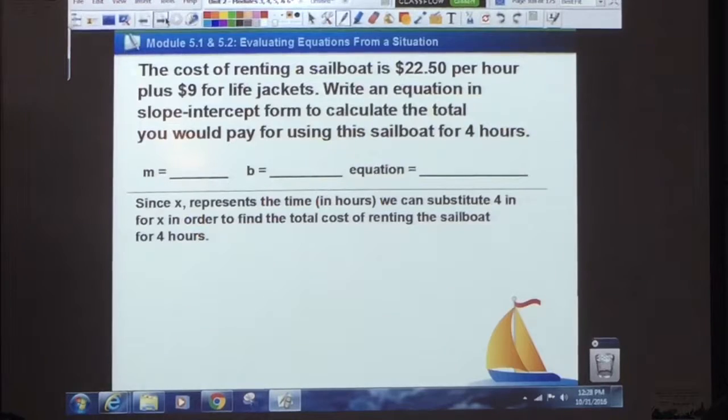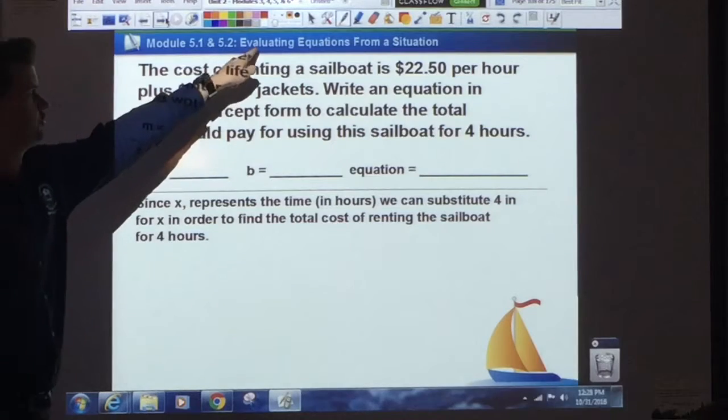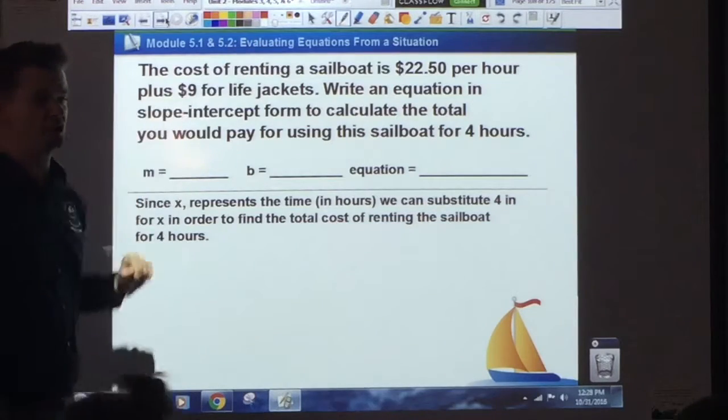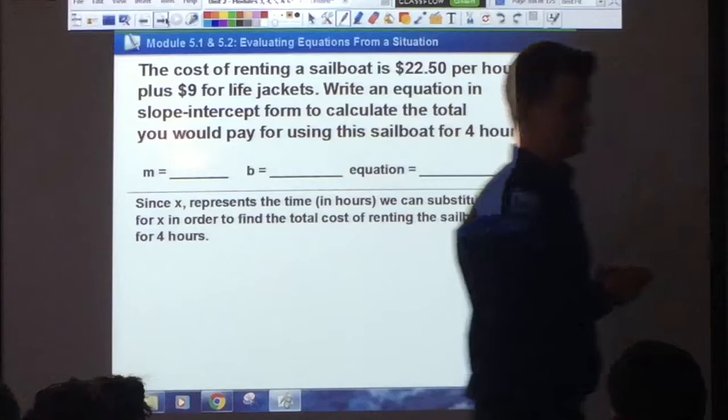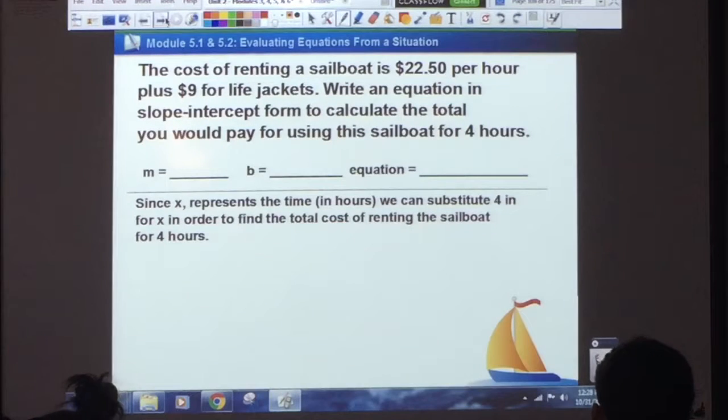Now we want to go in and write the equation from the scenario, and then we're going to evaluate it. So first, we have to look at the scenario, write the equation, and then evaluate it for a specific item.